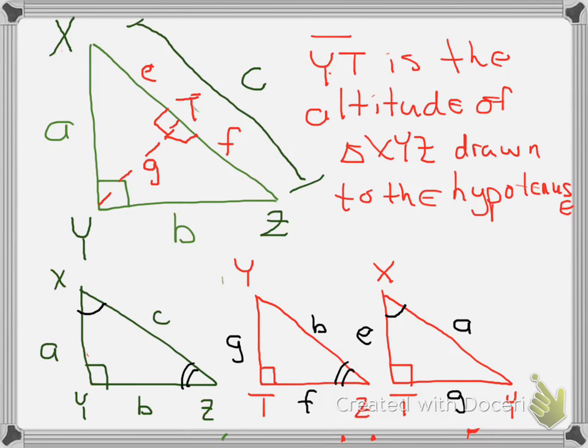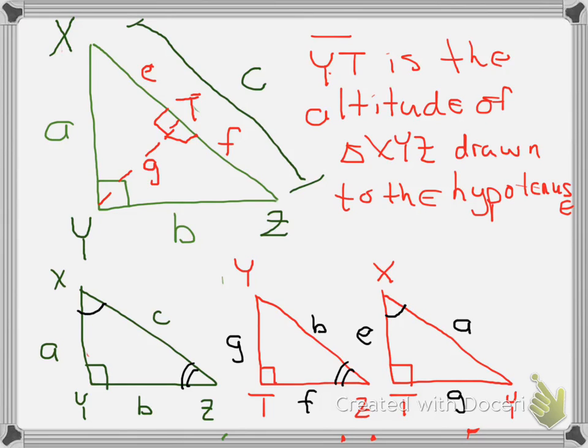In the drawing at the top, ignore for a second the three triangles at the bottom. I've again drawn a right triangle, triangle XYZ, but I've added a new segment, segment YT. I've marked its length as G. Now, that segment YT is the altitude of triangle XYZ drawn to the hypotenuse.